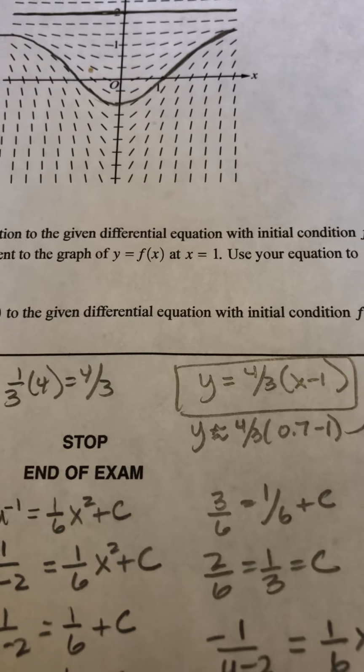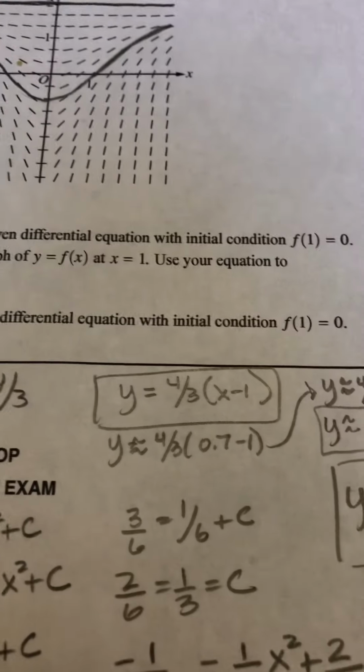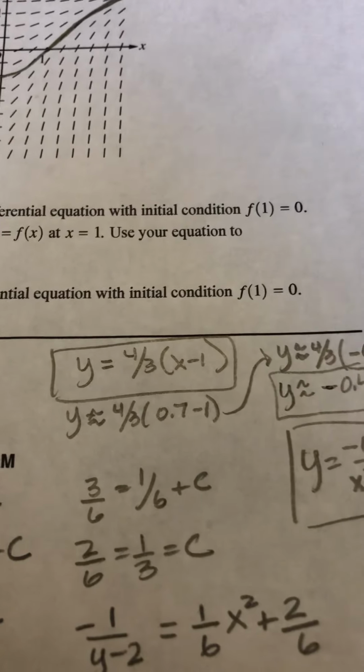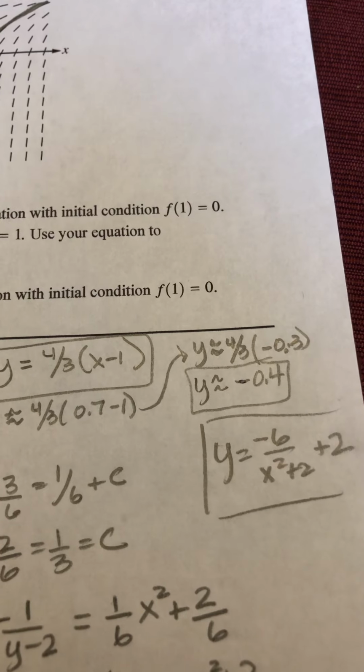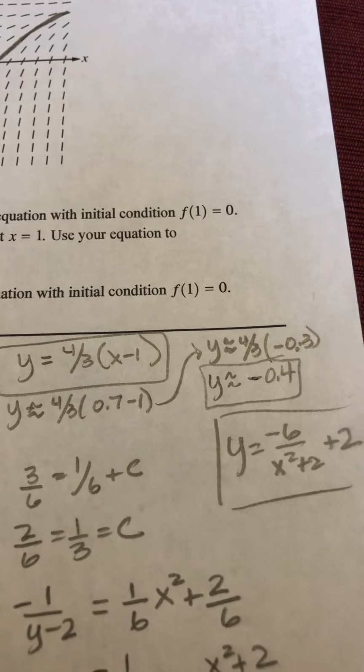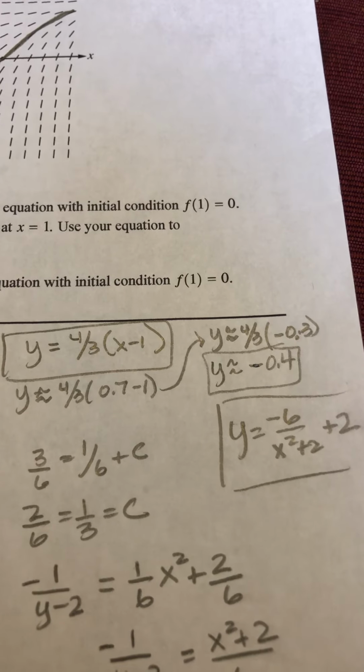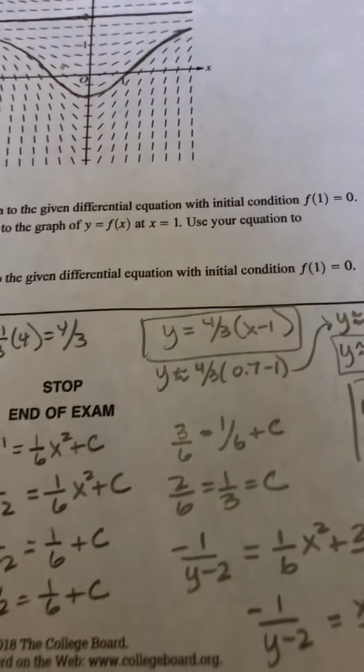And now use it to approximate f of 0.7. So you put 0.7 in for x, and y is going to be approximately equal to that value. So 4/3 times negative 0.3 gives us y is about negative 0.4.